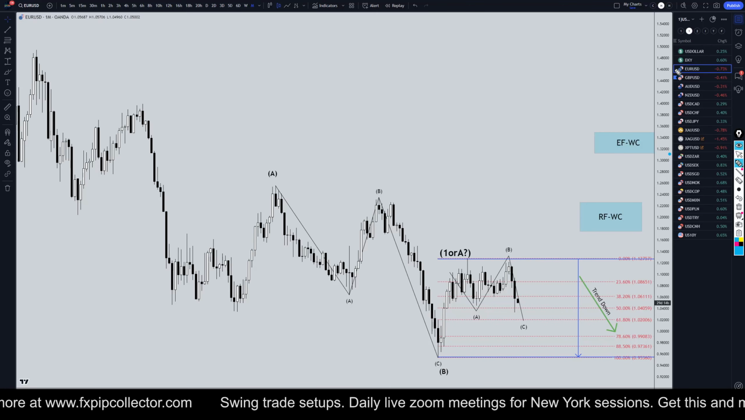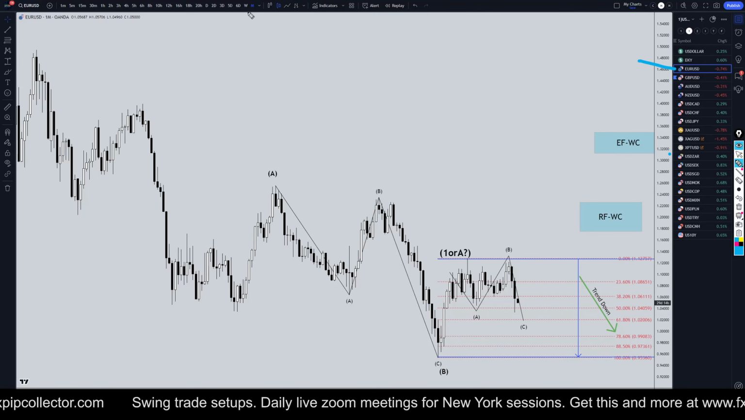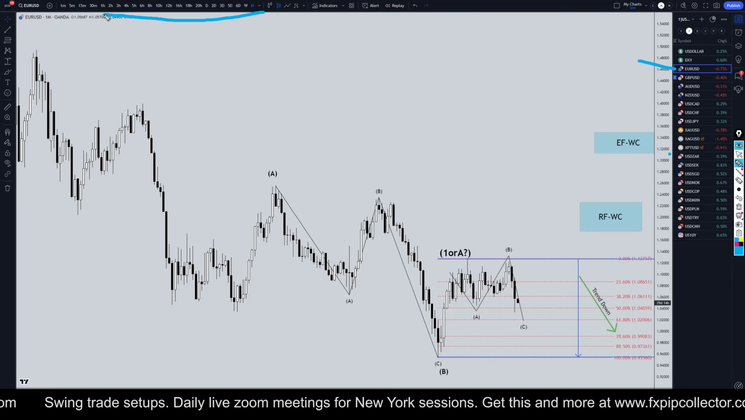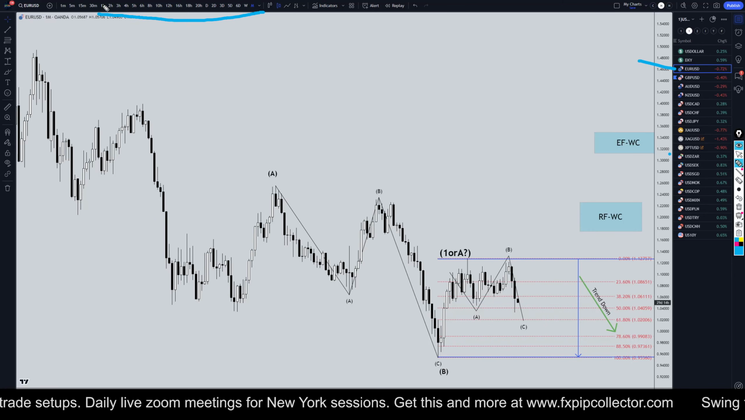I'm going to be analyzing the Euro US dollar, starting on the monthly, working my way all the way down to the 1 hour time frame for the full top-down analysis.